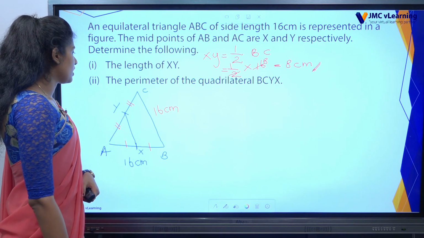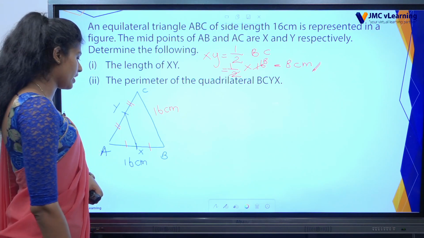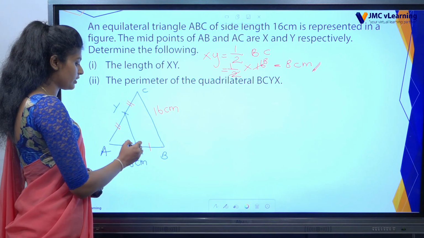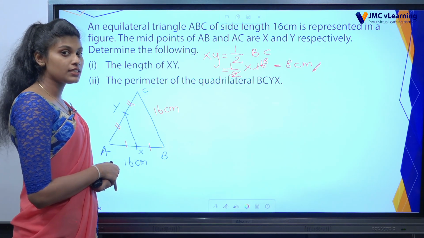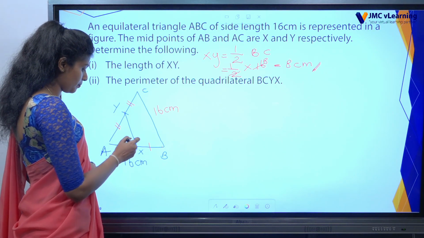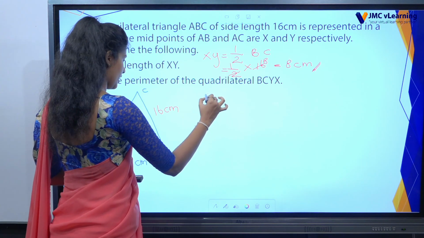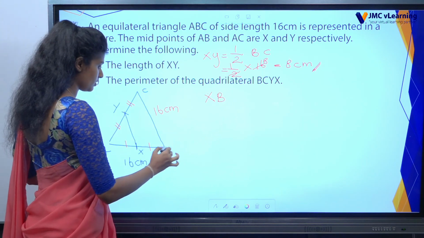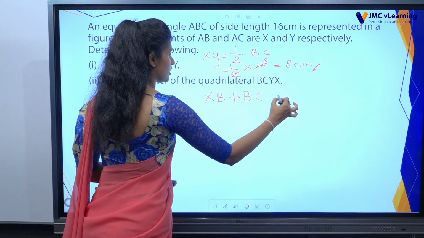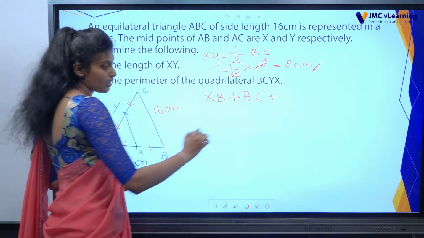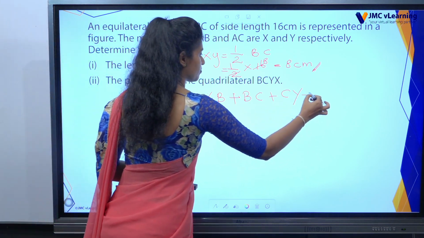Then the second part: the perimeter of the quadrilateral BCYX. You have to find the perimeter of this one. To find the perimeter, which sides do you have to add? You have to add the XB side, add the BC side, add the CY side, and finally the YX side.